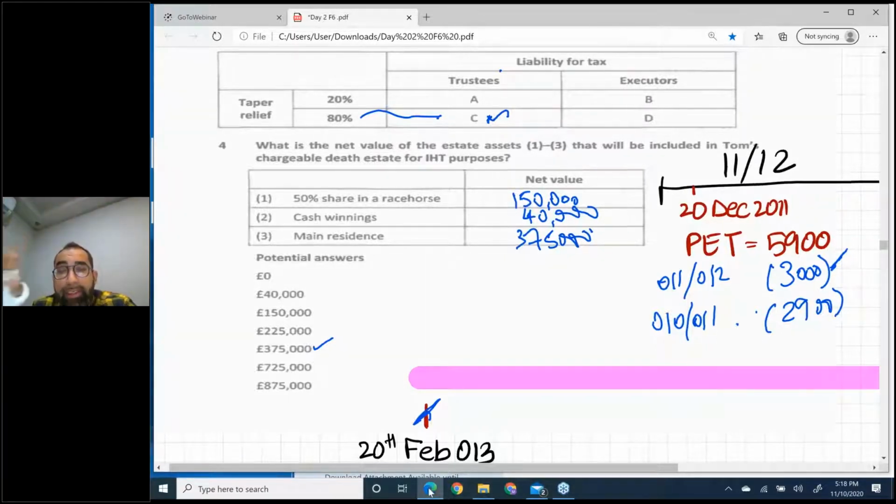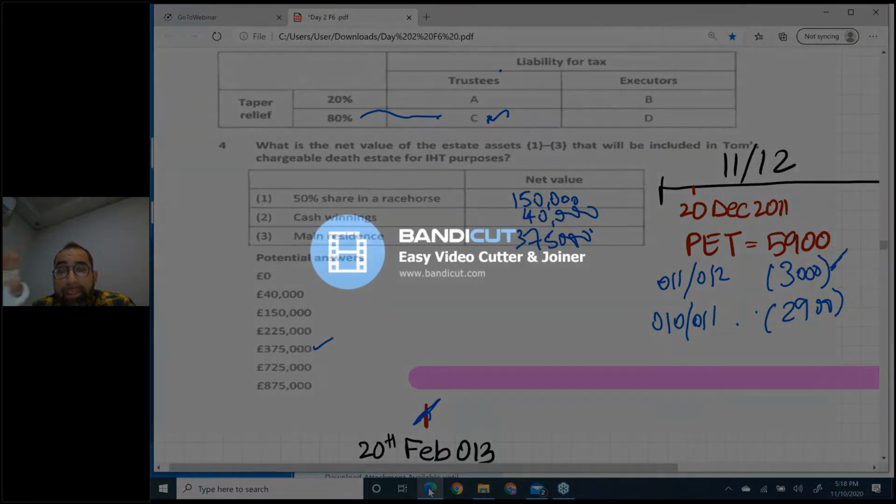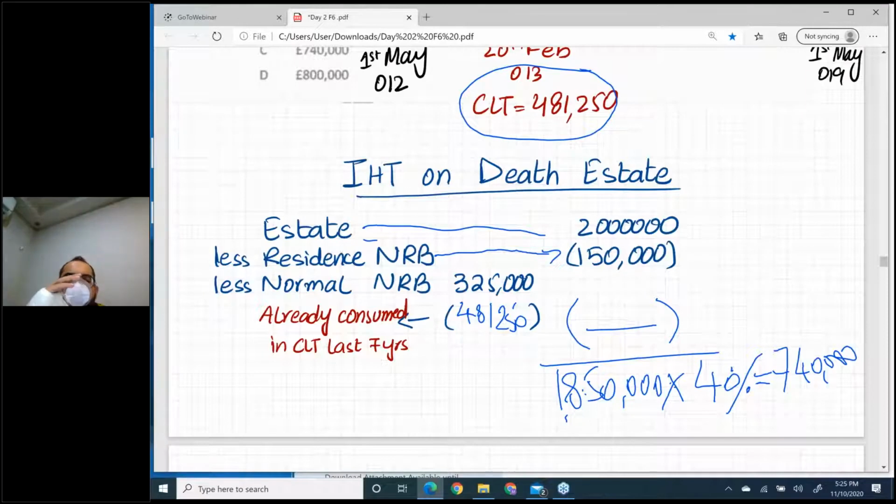Now the last part. Are you getting this? Please reply on the chat box. Come on, one quick reply in the chat box. I need engagement, please. One single reply on your chat box.